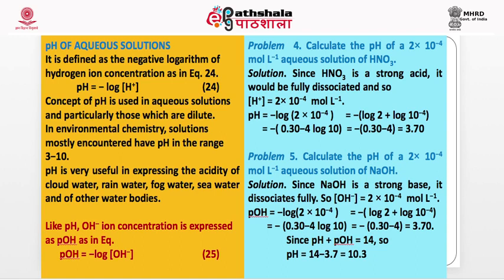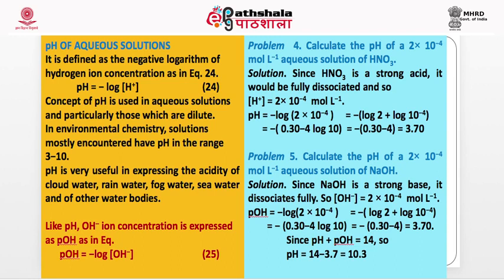that is the pH. The concept of pH is used only in aqueous solutions, and particularly those that are dilute. If we have a 10 M H2SO4 solution or 5 M HCl solution, then the concept of pH is no more valid and should not be used. It is used only in dilute solutions. In environmental chemistry, solutions mostly encountered have pH in the range 3 to 10. pH is very useful in expressing the acidity of groundwater, rainwater, fog water, sea water, and of all other water bodies.